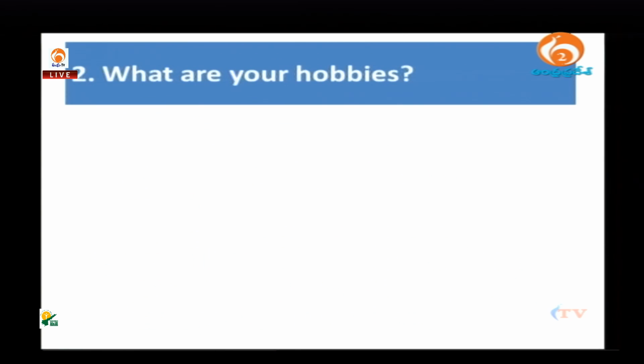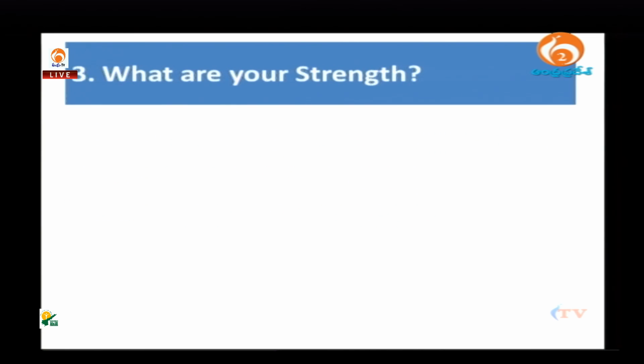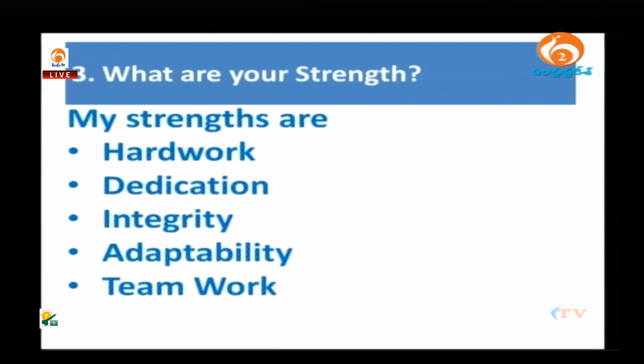The second one is you speak about your hobbies, where you say I like reading books, playing cricket and watching informative programs. Whatever your hobbies are, please do remember you may have to speak about additional information there. Next, what are your strengths? You speak about the qualities which can help you, your personality, as well as the organization.